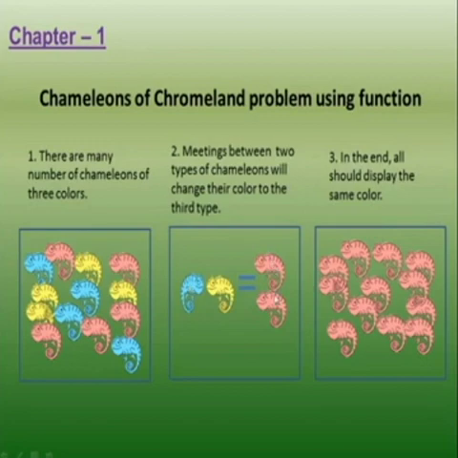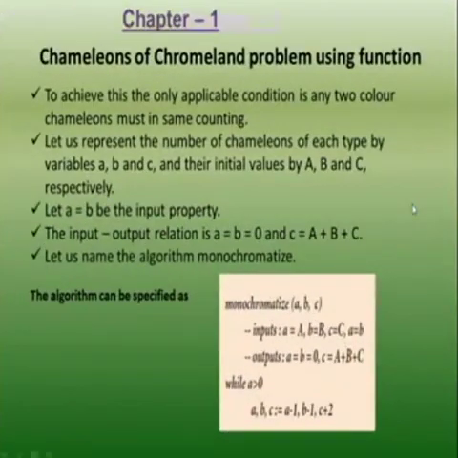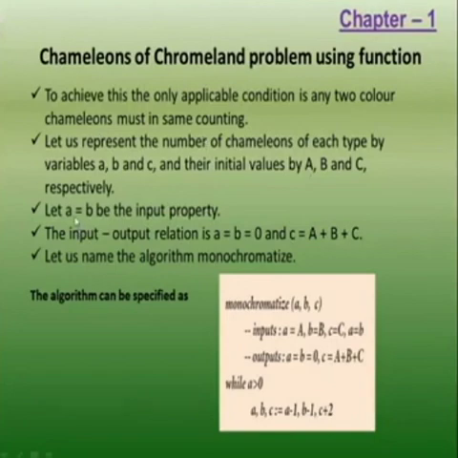that is pink. If it keeps on moving like that, third step, that means at the end, all the chameleons should be in the same color. So how to achieve this? To achieve this, there is an input condition, that is A equal to B. That is the input property. What is the meaning? Here A, B, C are the counts of the first, second, third chameleons. If it's so, then the first and second, or any two, must be in the same number.